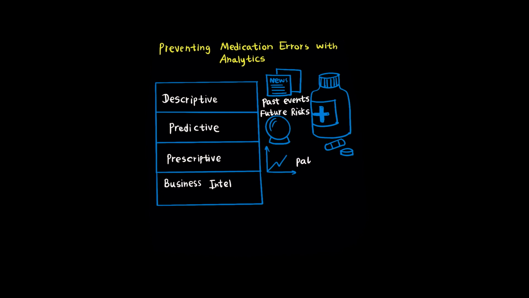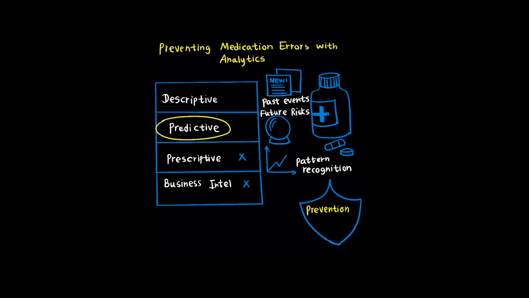Think of it like weather forecasting. We use past patterns to predict future storms. This enables proactive prevention strategies before errors happen. Prescriptive analytics needs those predictions first, and business intelligence focuses on strategic decisions rather than clinical safety patterns. The key is identifying patterns to prevent problems, not just counting them after they occur.